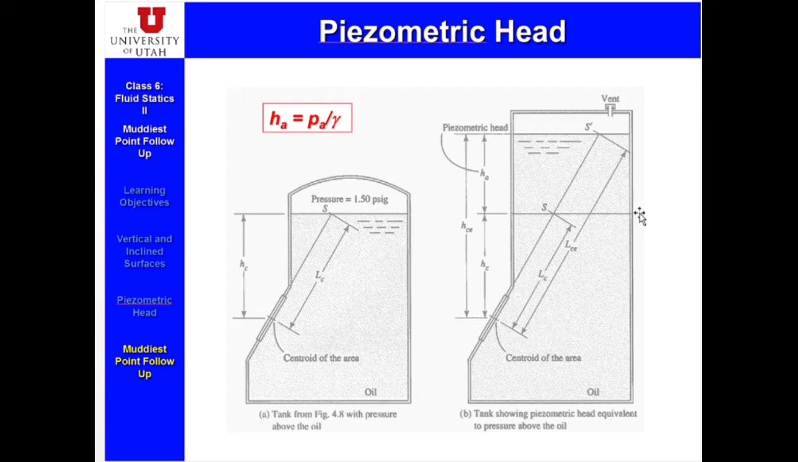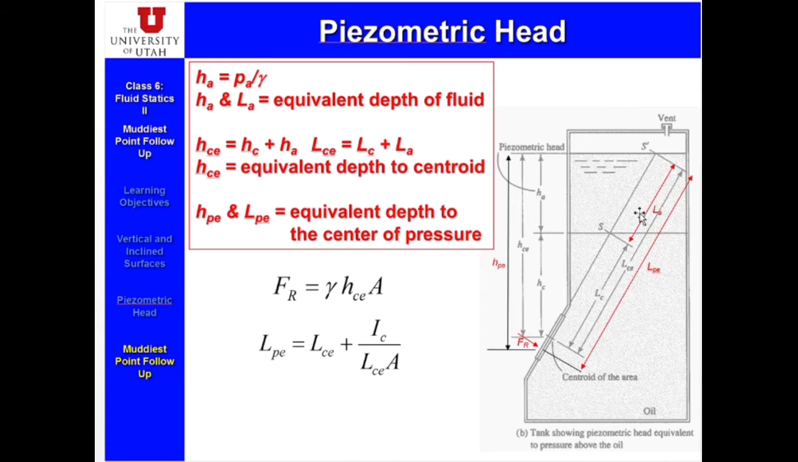So we've converted that 1.5 psi to that equivalent piezometric head that's imaginary, but it's very important because it affects the resultant force that acts on the object, the gate or the window that we're looking at. And it also affects the location of the center of pressure. So let's talk about all of the definitions that are associated with these variables. There are quite a few, and I've added some text to this slide to explain some of these.